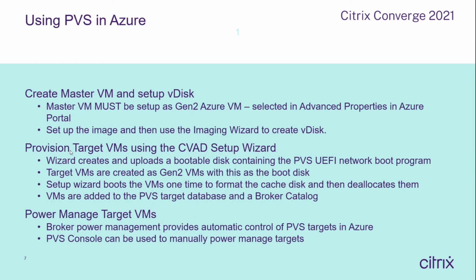Having created the infrastructure, of course, now you have to use it. So just like on-premise, you would create a master VM and set up the disk on it and the vDisk, just as you would on-premise. So create a master VM, install operating system from the marketplace or from an image you already have, and then use the imaging wizard to turn that into a vDisk.